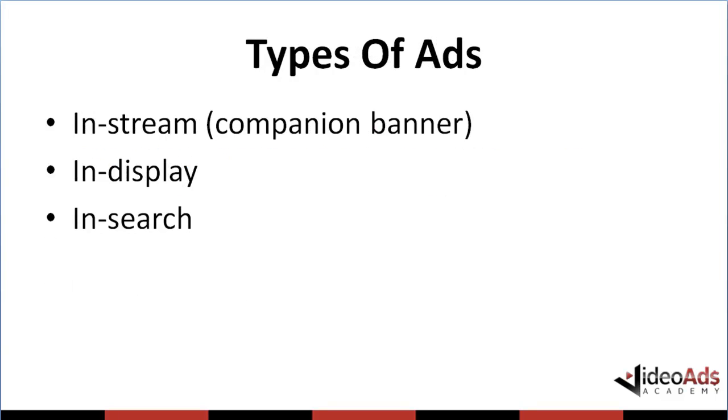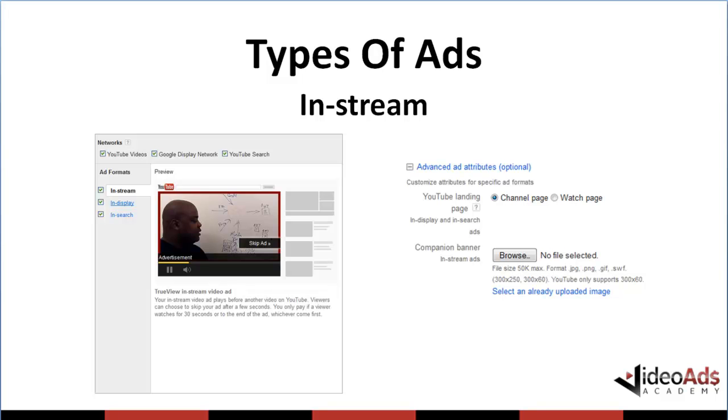So, types of ads. There are three types that we're going to focus on: in-stream ads, which also have something called a companion banner, and I'll show you a little bit more about that in a sec, and then in-display and in-search. I'm going to show you what each one of those is. Here's an example of an in-stream ad during the setup process. We're going to go over step by step how to set up a campaign, so I'll get more in depth on these processes. This is just an overview to give you an idea of what we're going to be working on.